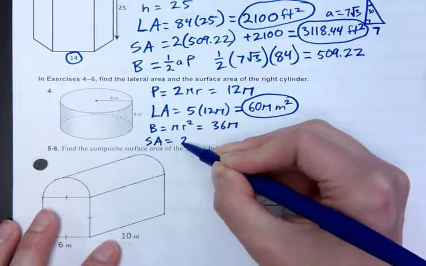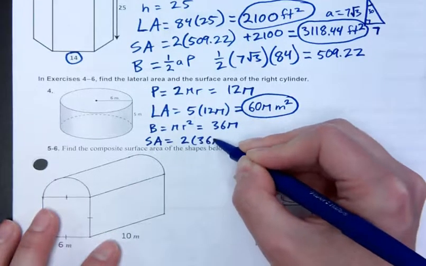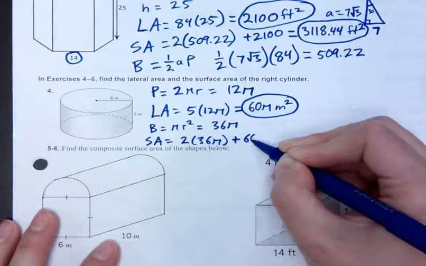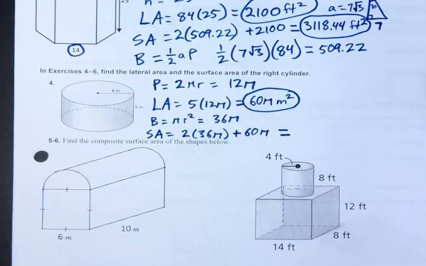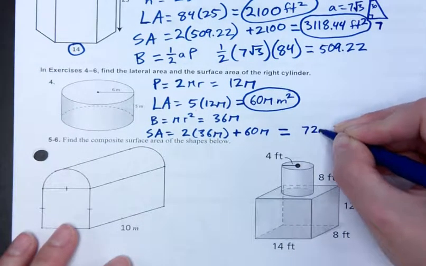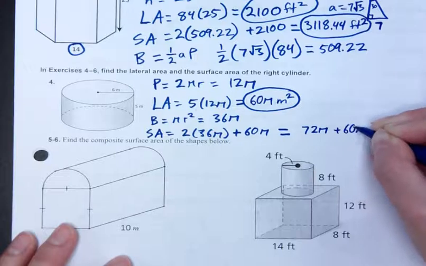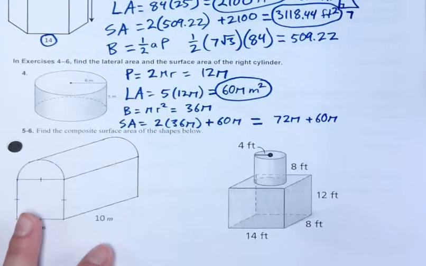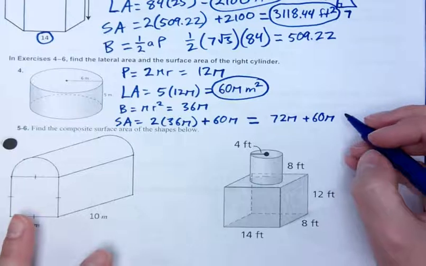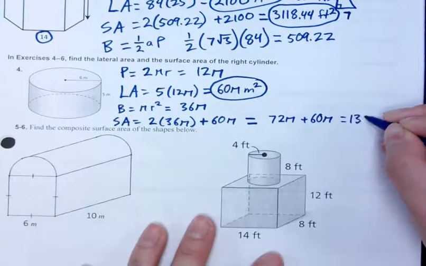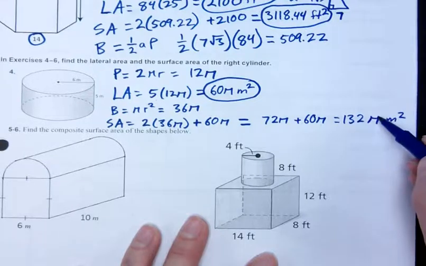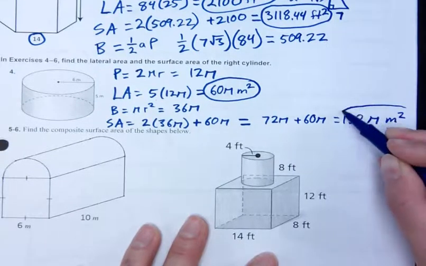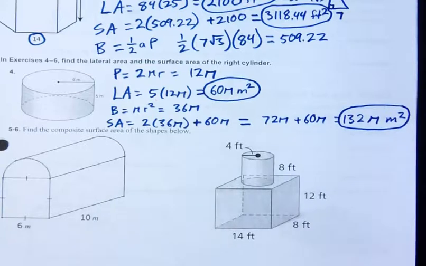So then my surface area is just 2 times the 36 pi plus 60 pi. What's 36 times 2? 72. So I have 72 pi plus 60 pi. Can I go ahead and add those? Yes, because they're still like terms. And so it comes out to 132 pi. And then we have meters squared. So remember, I never square pi or 132. I square the units. So it's just telling me what I'm dealing with.